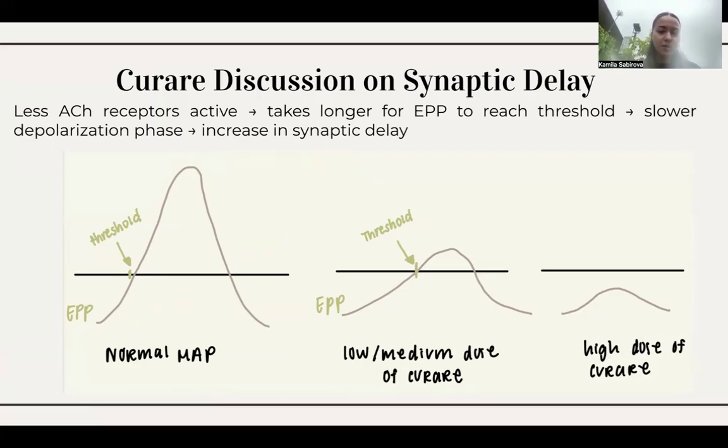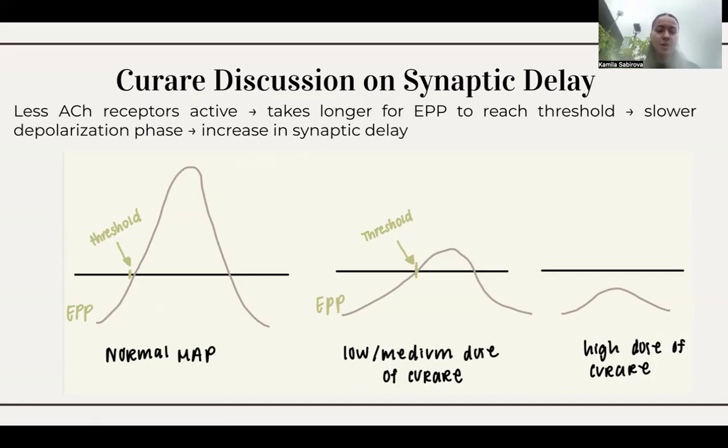However, in our data, there was no significant change in synaptic delay between control and curare groups. This is likely because curare was applied at a low to medium dose on a thick muscle, so not all of the muscle fibers were affected. Some of the NMJs likely remained functional and continued to respond normally.